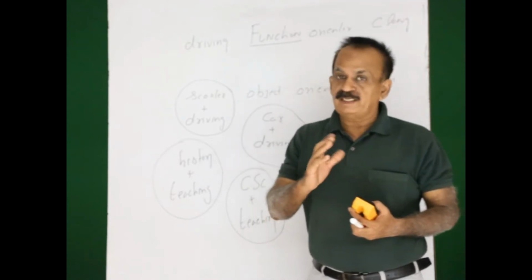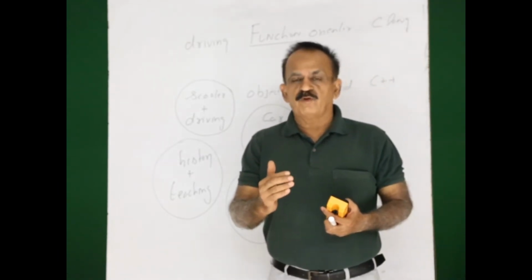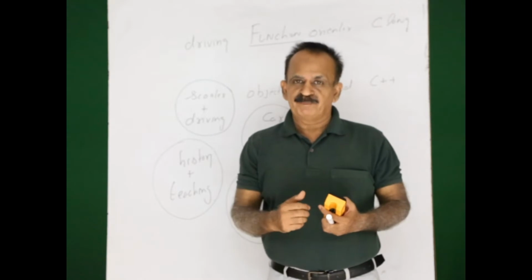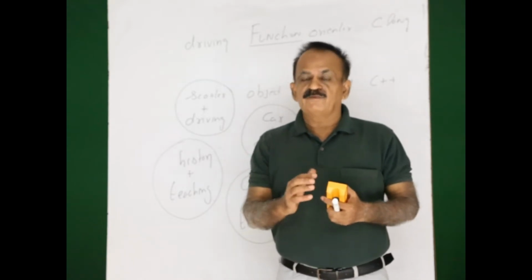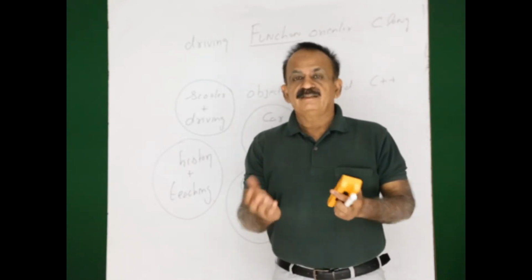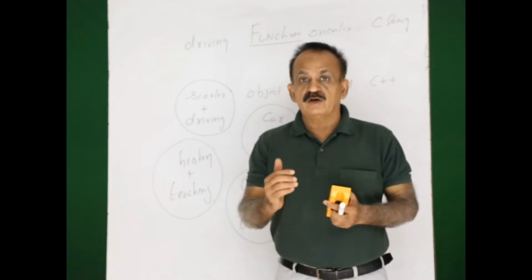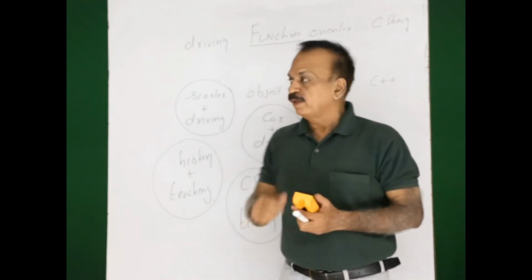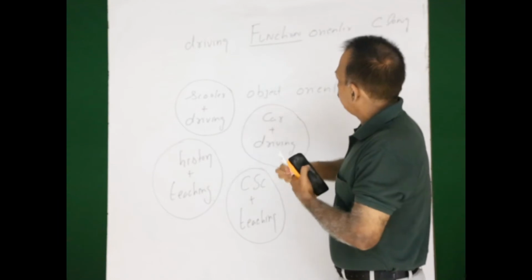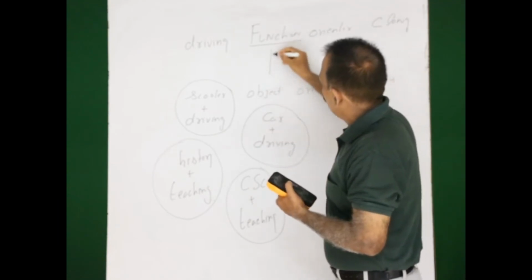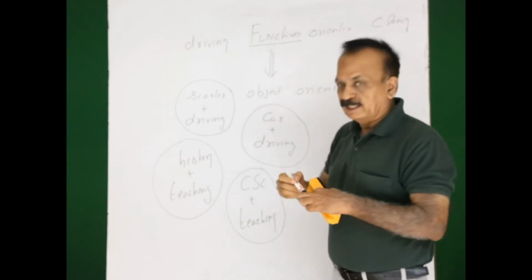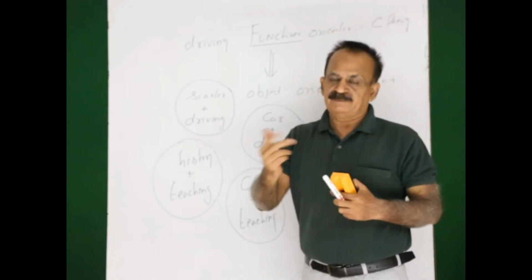That means this is very important: the function is performed on which particular data. With the change in data, the function even changes. This gave the need of object-oriented programming. We shifted from function-oriented programming to object-oriented programming because of the need of this data.